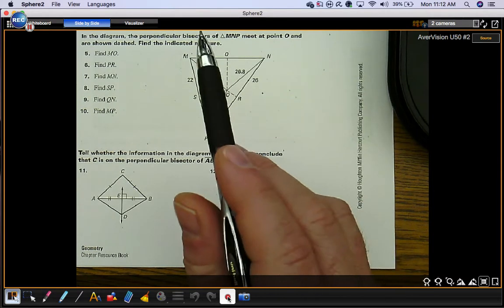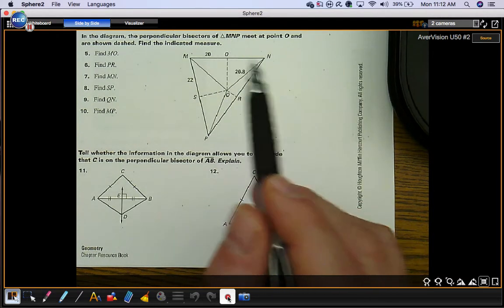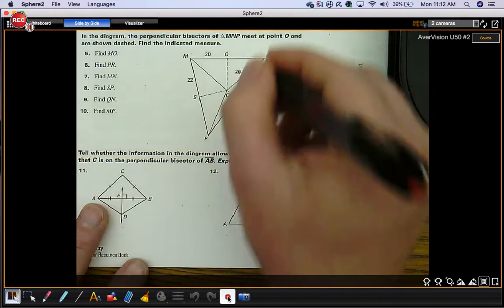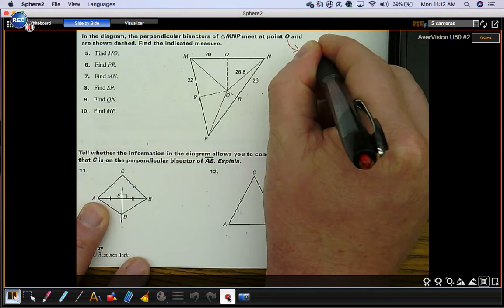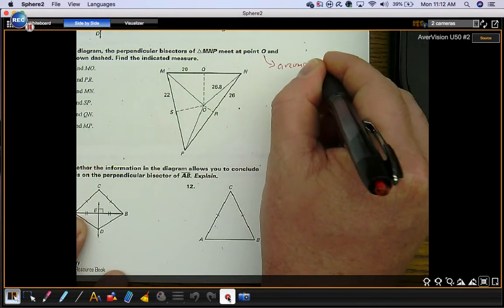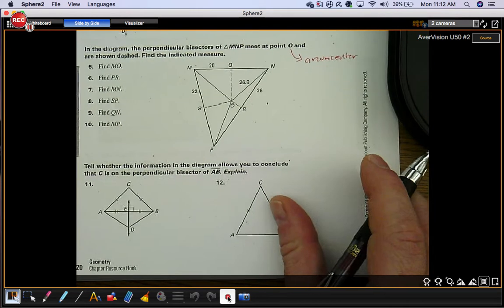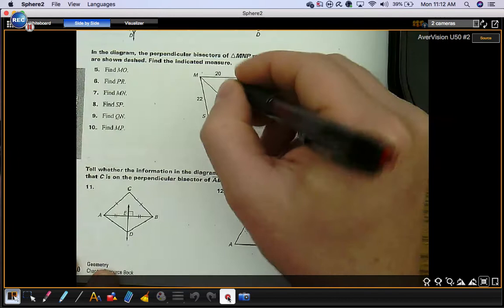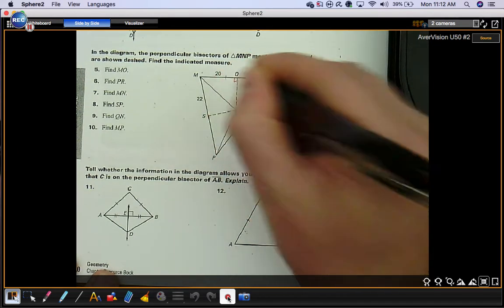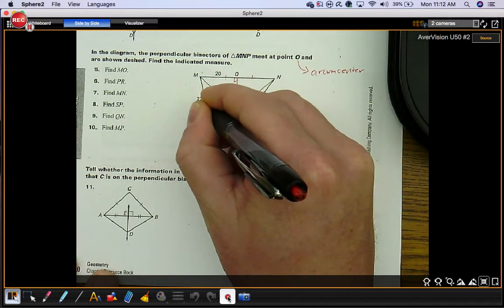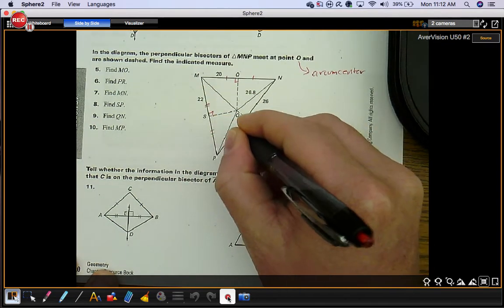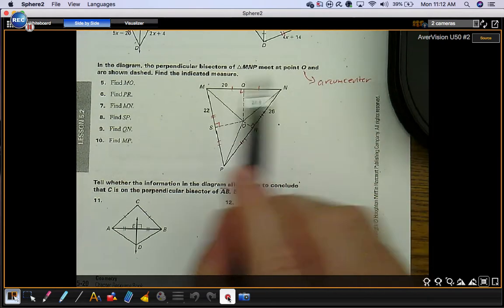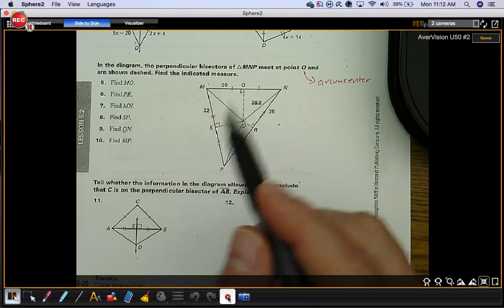In this diagram, the perpendicular bisectors of triangle MNP, that's the big one, meet at point O. So what kind of point is point O? Remember, that's called a circumcenter. That's where all of your perpendicular bisectors come together. So these dashed segments here, those are your perpendicular bisectors, and are shown dashed.